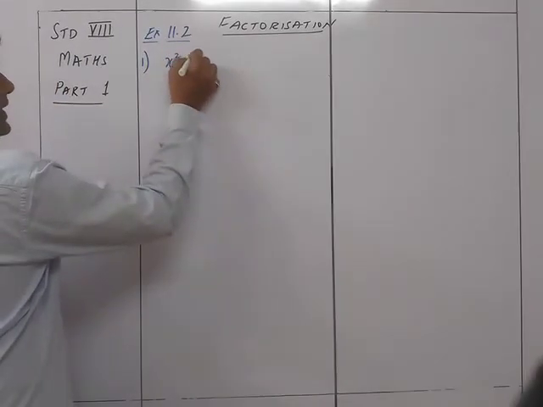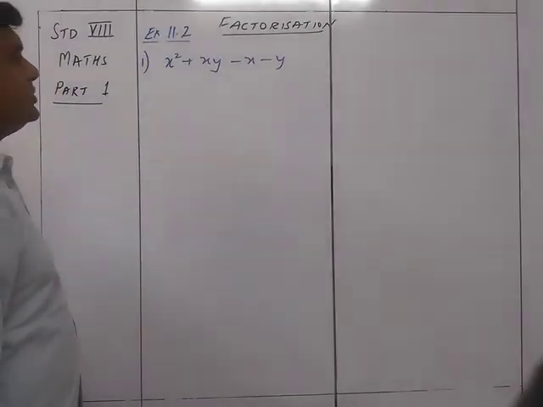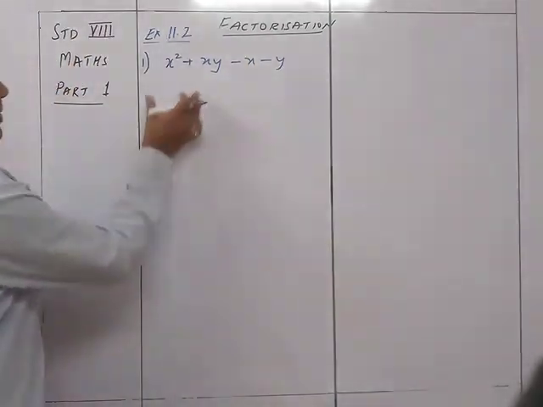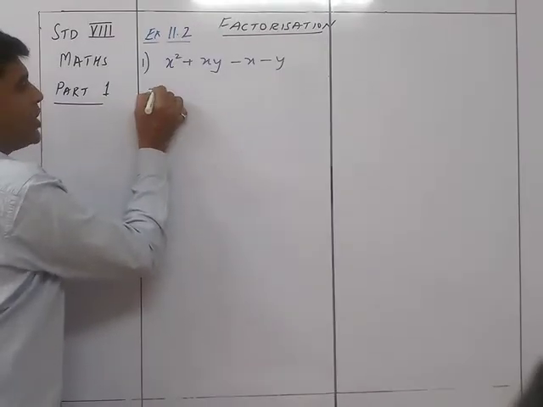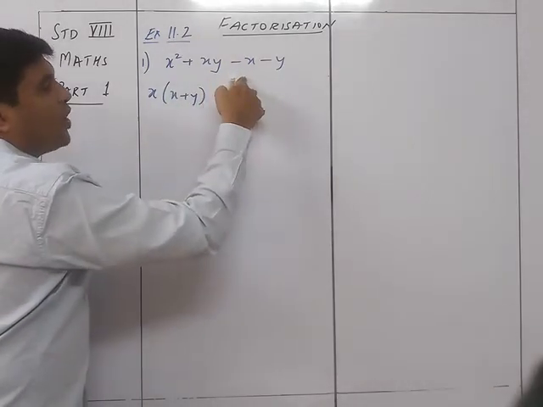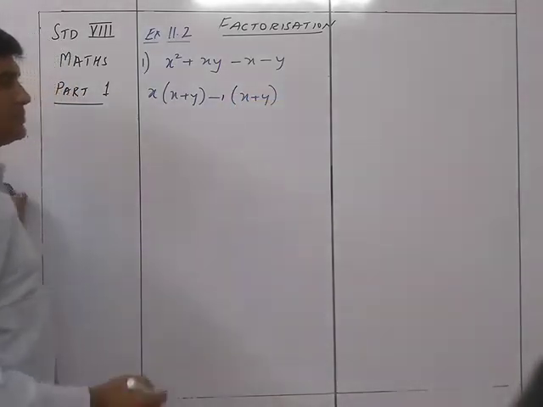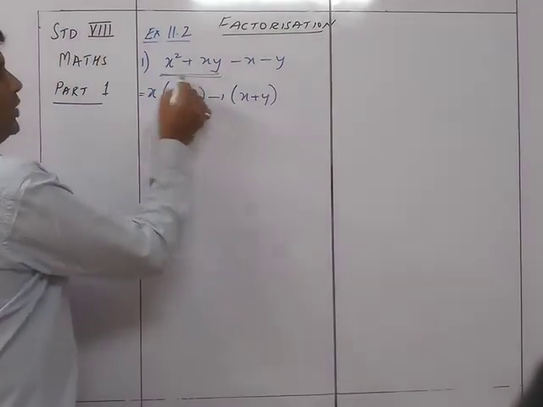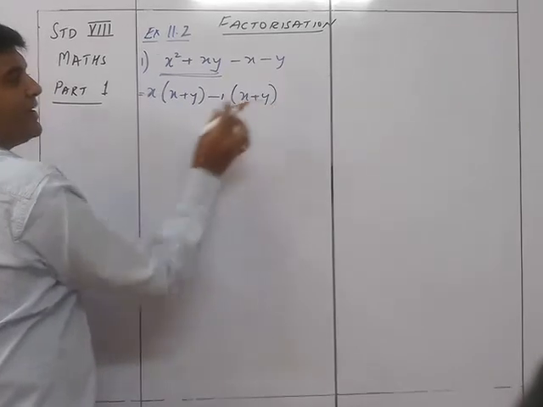It is x square plus xy minus x minus y. So here you know that you don't have anything common in all of them. But you can have common between these two and between these two. So if I take a common between these two, what is the common? X is common here. So it will be x plus y between here. And here if I want the bracket as x plus y, I will take minus 1 as common. Then it will be x plus y like this. Understood? Between these two, x is common, so x plus y is remaining. Between these two, minus 1 is common, so x plus y is remaining.